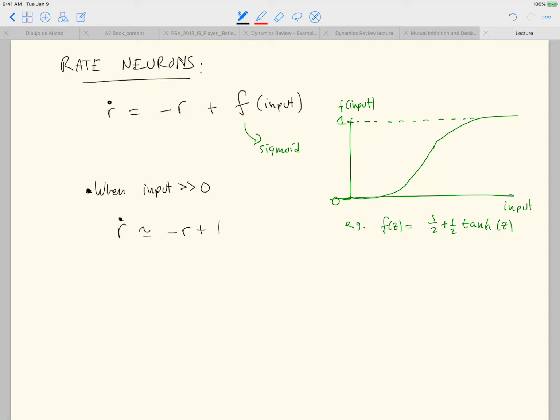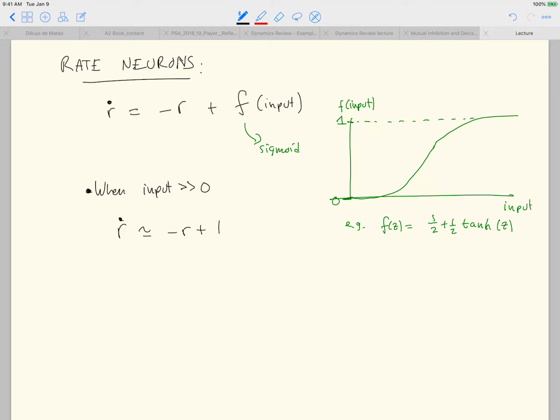Does that have a fixed point? And what's the fixed point? At what value of r does r dot equal 0? 1. And is that fixed point stable or unstable? Stable, exactly. Again, because of the minus sign, right? So when the input is very high, we have a new fixed point, which is 1, and we approach it. It's stable. If we were below 1, we're going to approach 1, but we're never going to go above it.